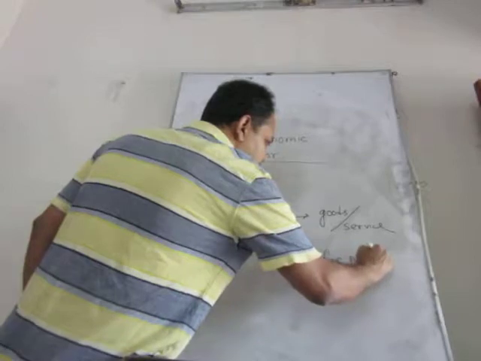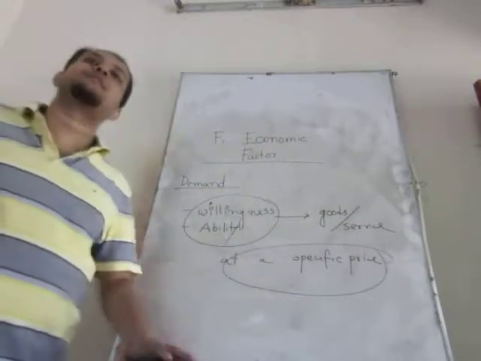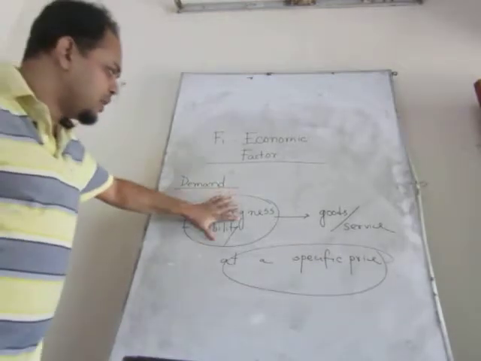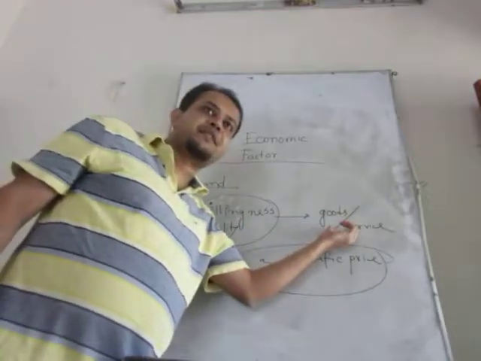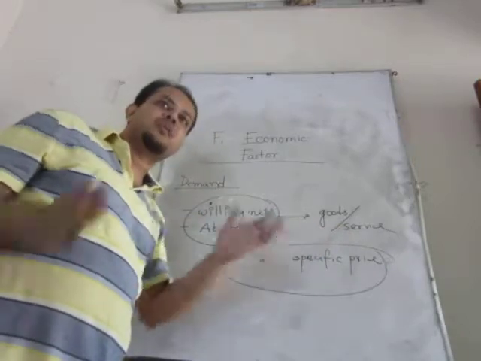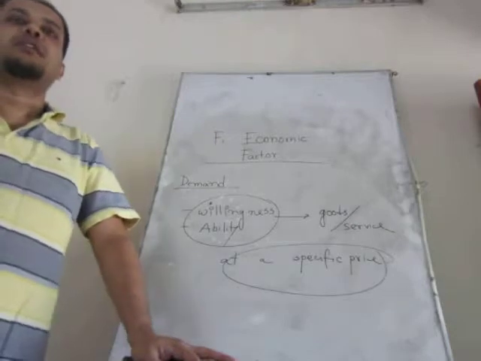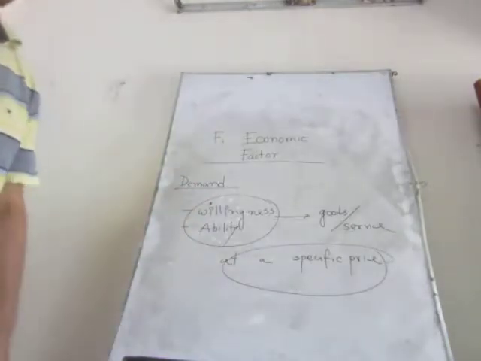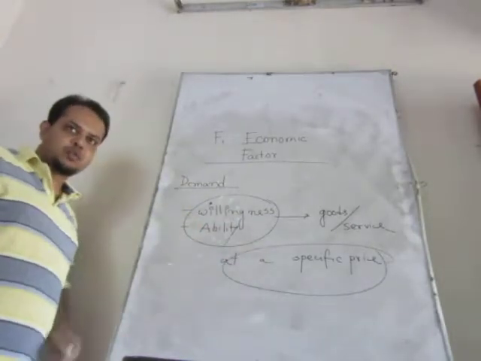At a specific price, at a specific time period. So if there is willingness and ability, for what? For a specific kind of goods and service in relation to a specific price for a specific time period. That is all about the total demand. Now there is a relationship between demand and price. We have already discussed, so we have to focus on that.